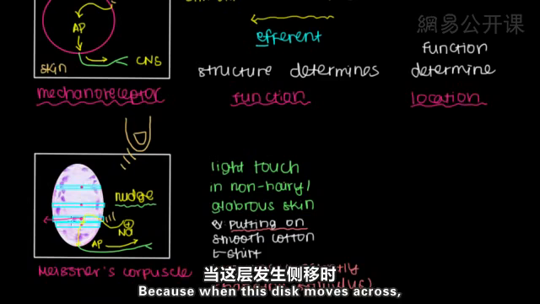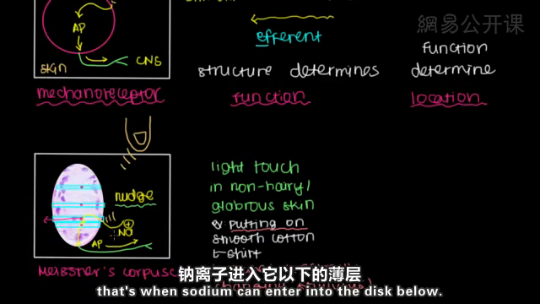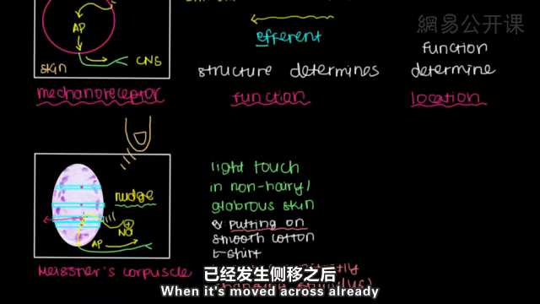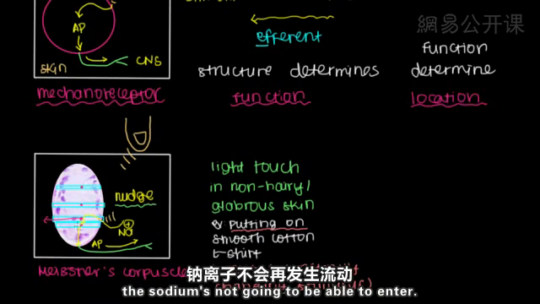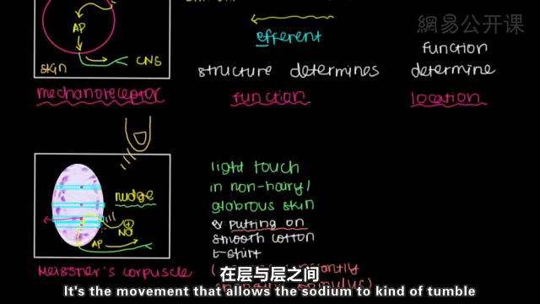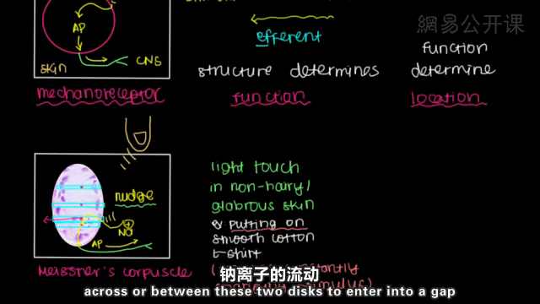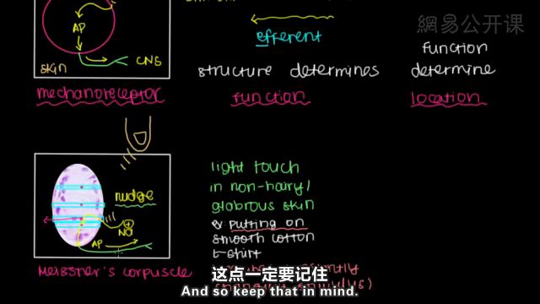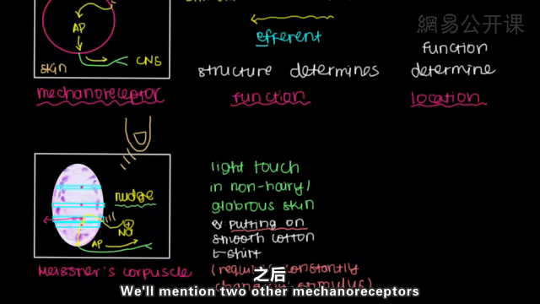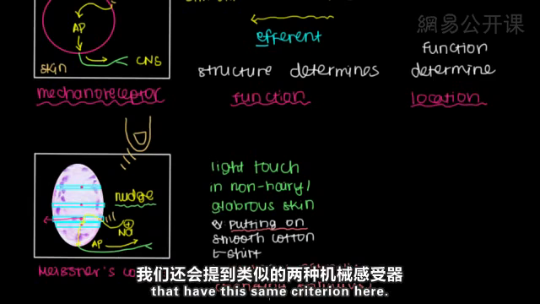And this kind of makes sense when we take a look at the mechanism involved here. Because when this disc moves across, that's when sodium can enter into the disc below. When it's moved across already and it's just sitting adjacent here, the sodium's not going to be able to enter. It's the movement that allows the sodium to tumble across or between these two discs to enter into a gap that'll eventually lead into this afferent nerve fiber. And so keep that in mind. We'll mention two other mechanoreceptors that have this same criterion here.